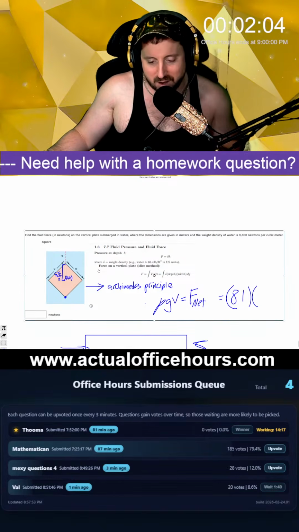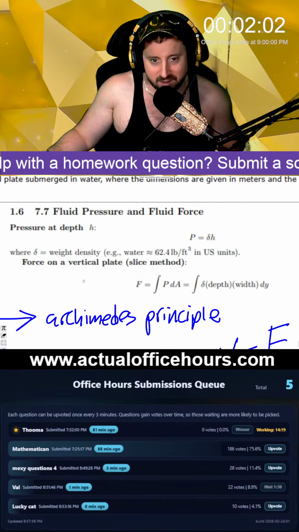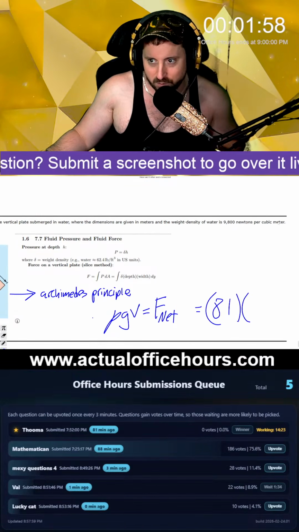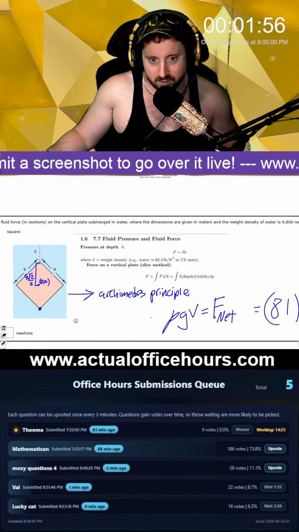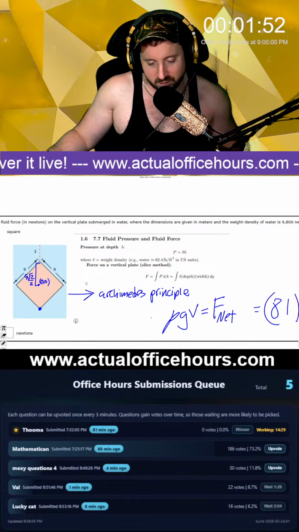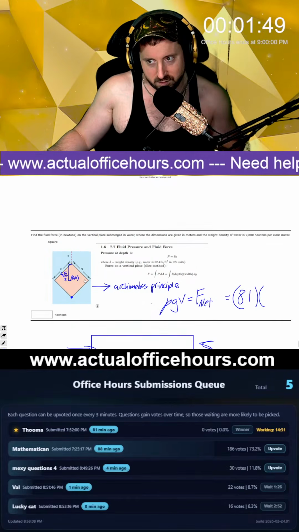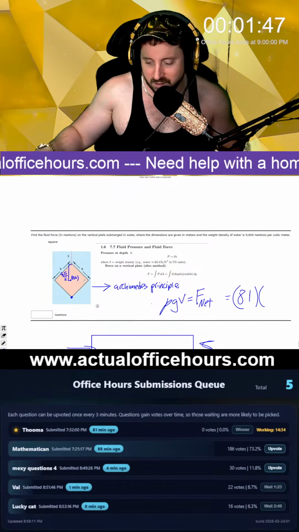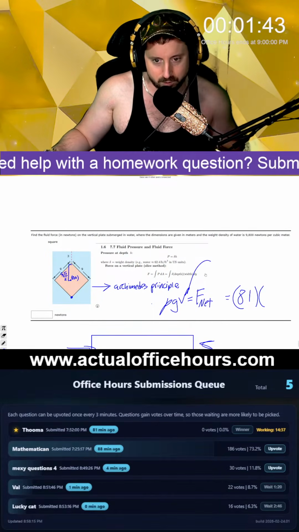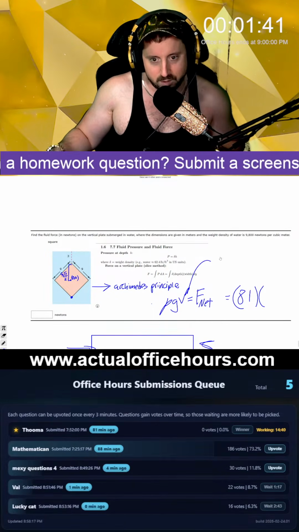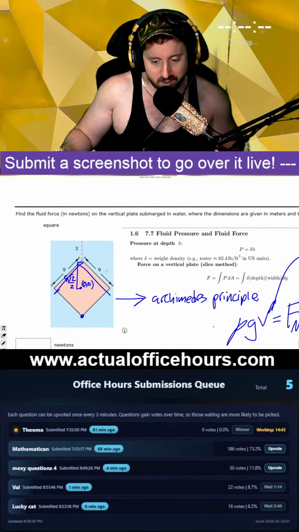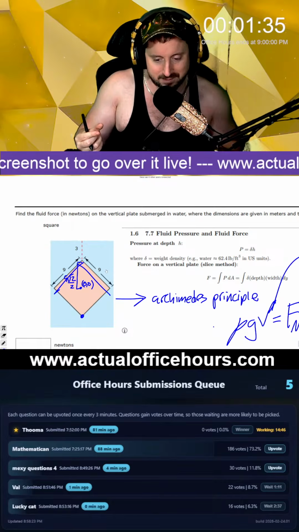But now I need the thickness, because see how they give you a density here? Density is newtons per cubic meter. I only have the area, that's only in square meters. The density is 9,810, but I need that times a volume in order for there to be a net buoyant force on it. I know this is a 9 by 9 square, but I don't know how thick it is.